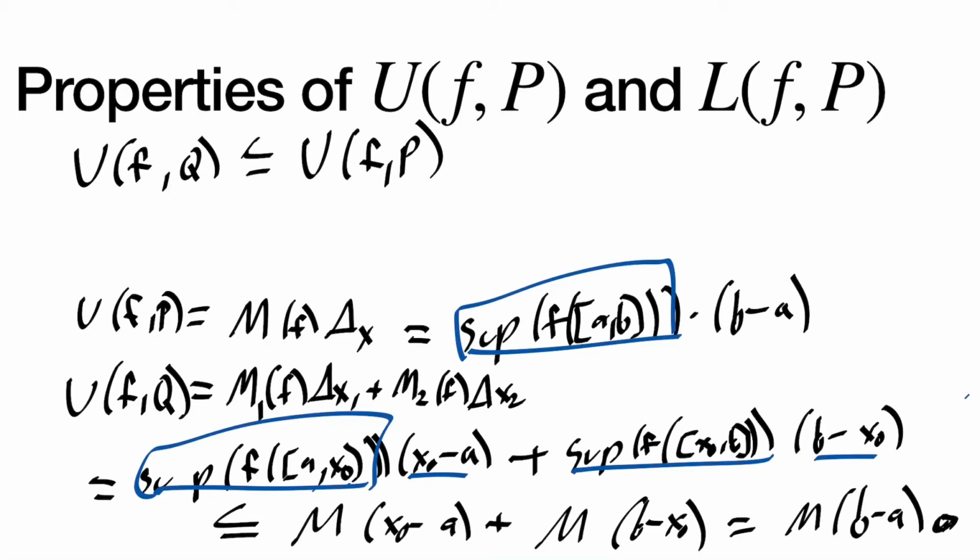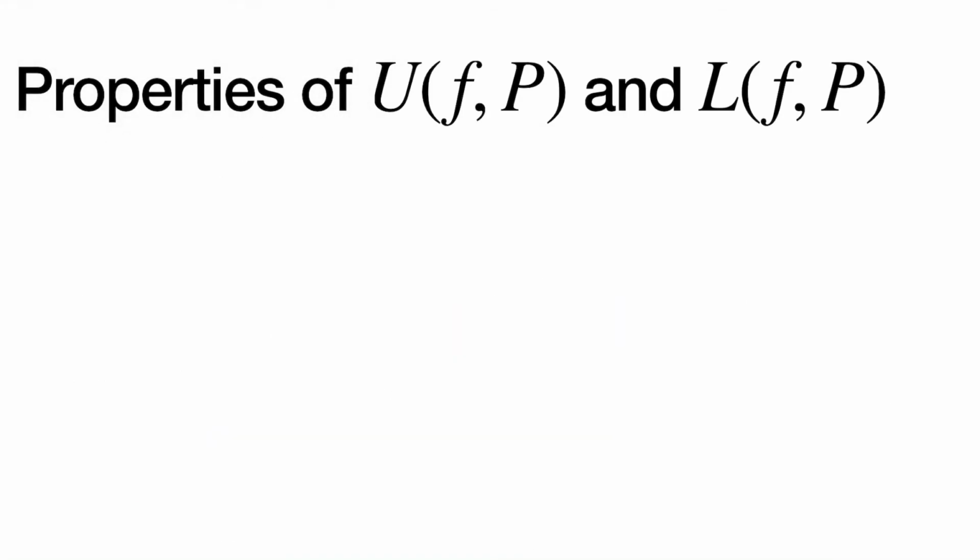If you want more details, you can read it in the book. This is 5.7. But what's nice about that is that if you take a refinement, then all of a sudden your upper sum gets smaller and your lower sum gets greater. Okay, one last thing to notice, and that is, well, what if we have two different refinements?